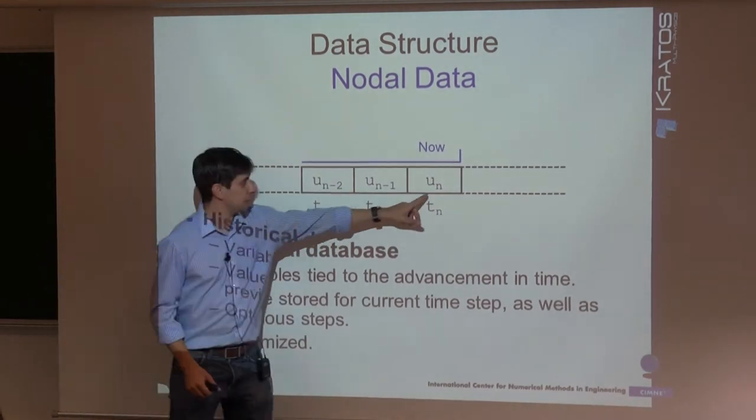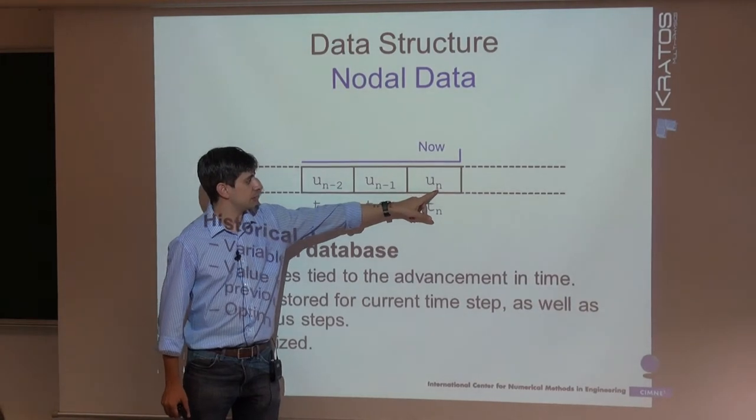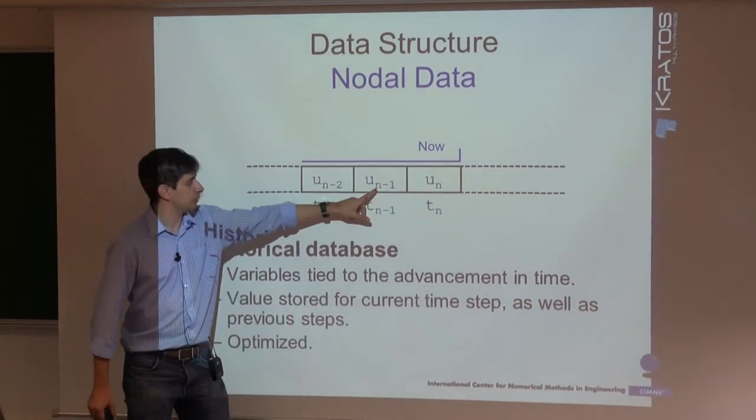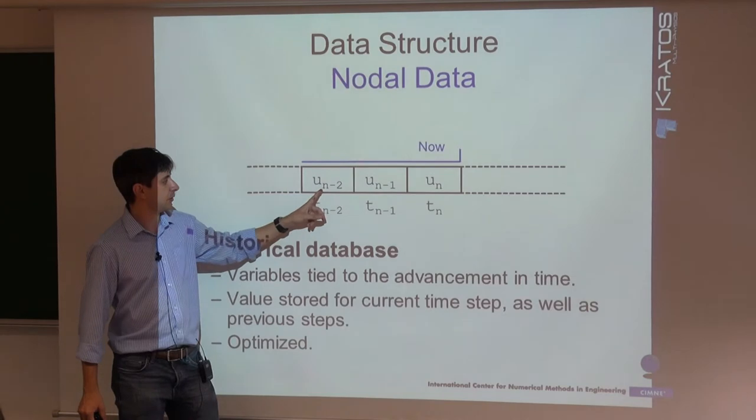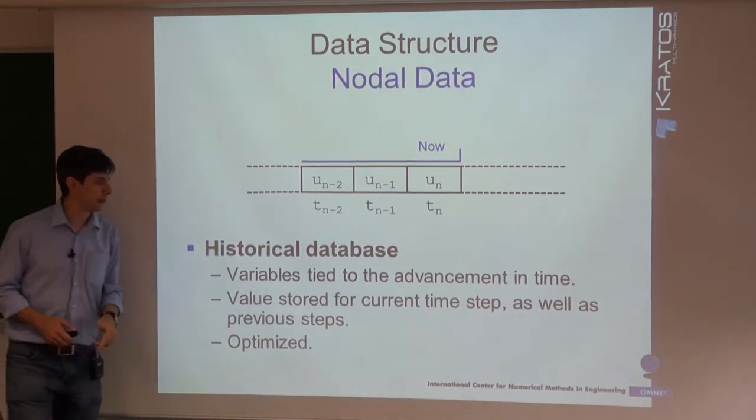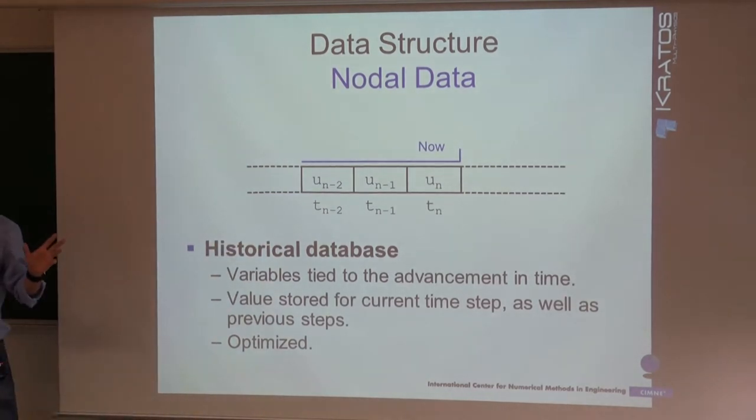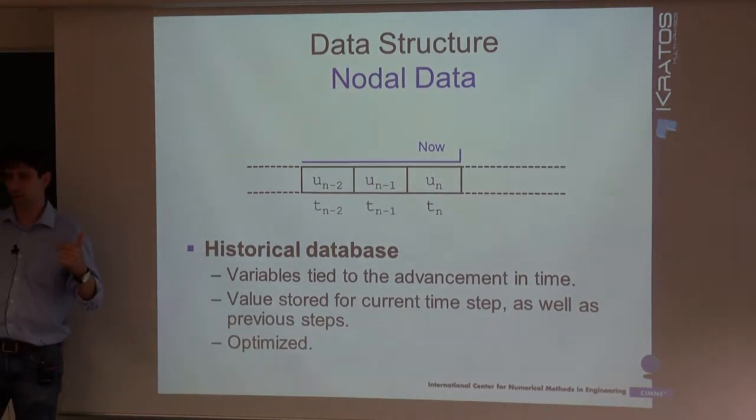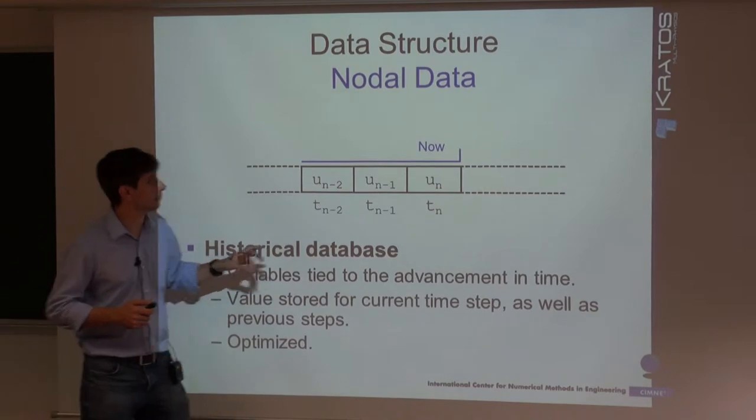So this would be the pressure at this time step now, the pressure of the previous time step, and the pressure of 2 time steps ago. And this is fast, but you have to allocate it at the beginning. The details we'll be giving later on.